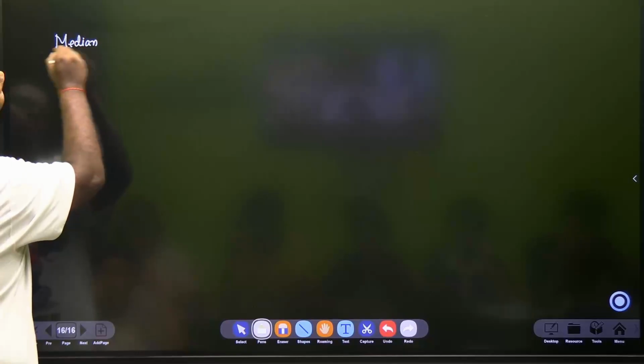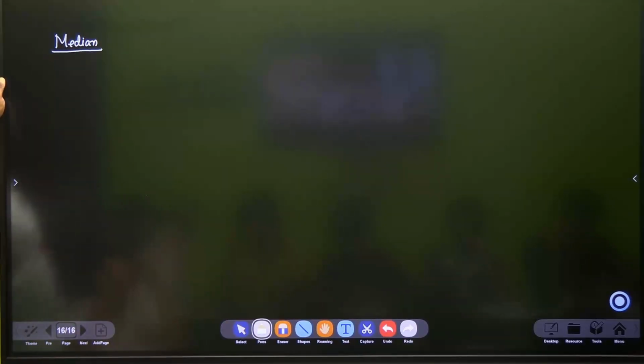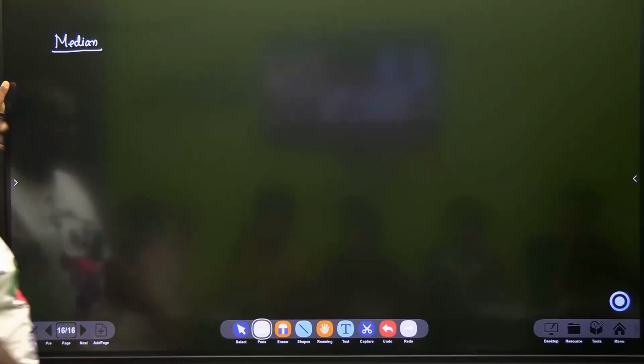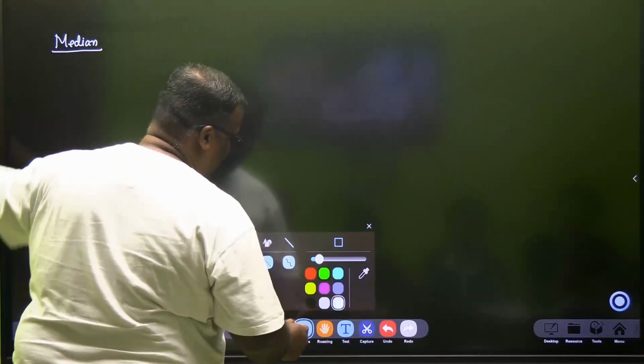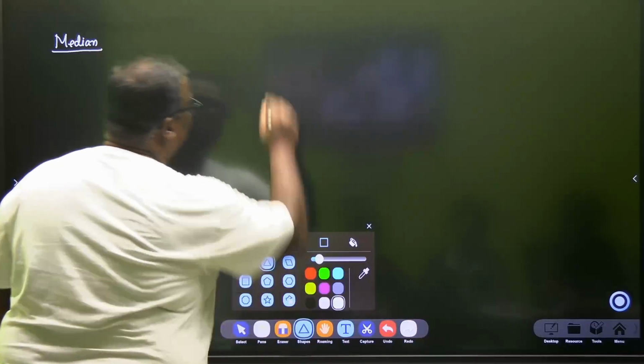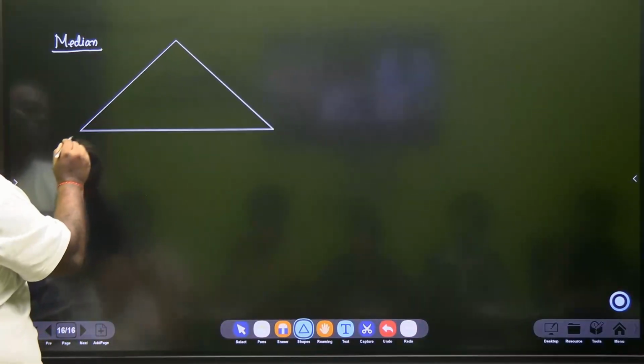What is median? Median, not by statistics. So you have not studied geometry properly, and you don't even know the median. Median, here concepts have to be very clear.